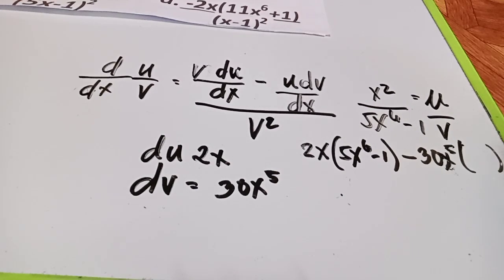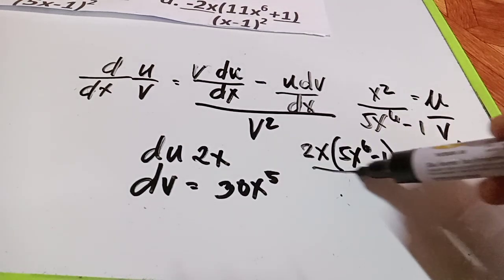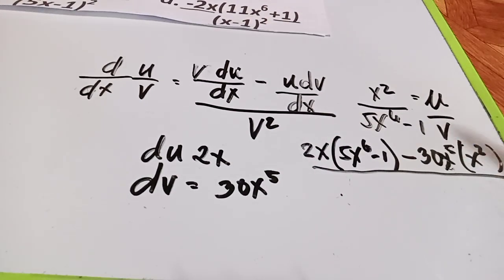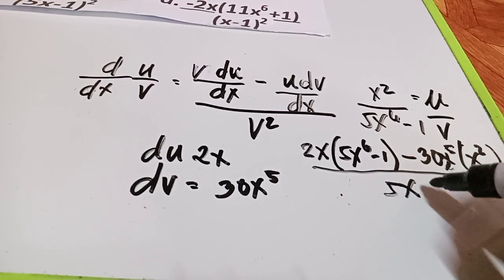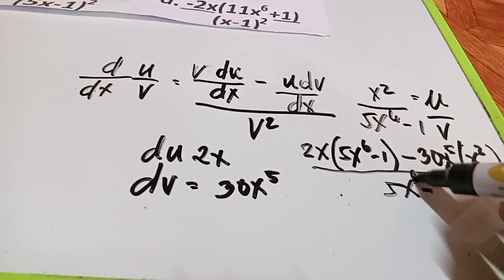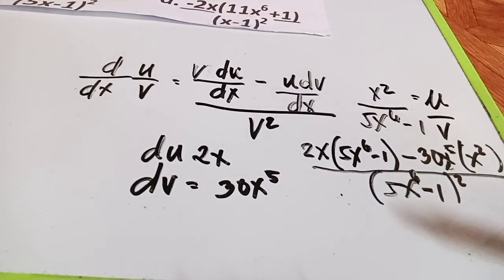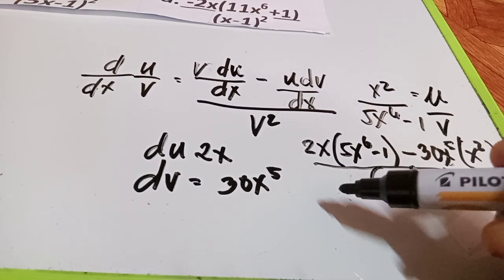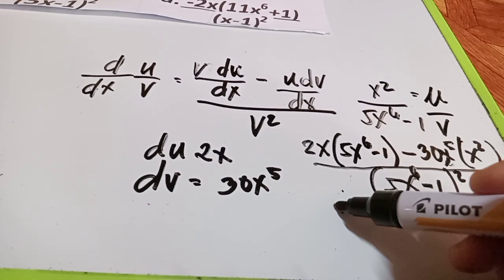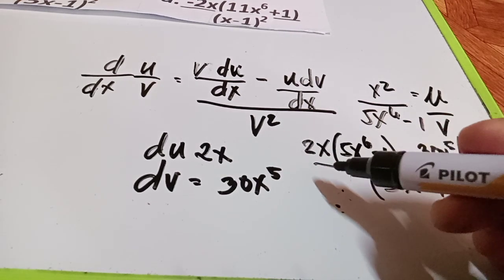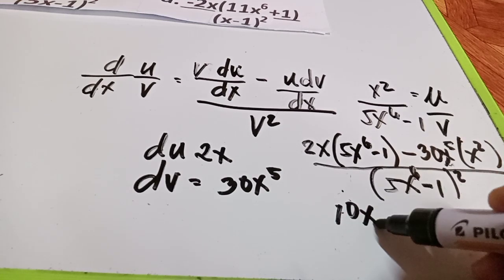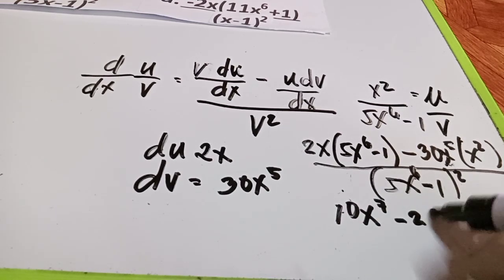And then we have x squared divided by b squared, which is 5x minus 5x to the 6 minus 1 squared. And then after that, if we multiply this one, this will become 5 times 2, which is 10x to the 7 minus 2x.